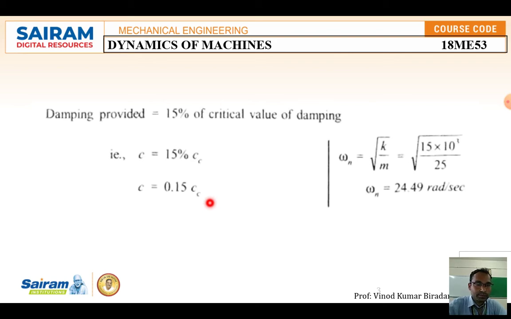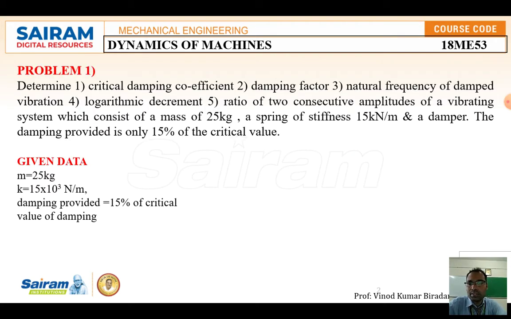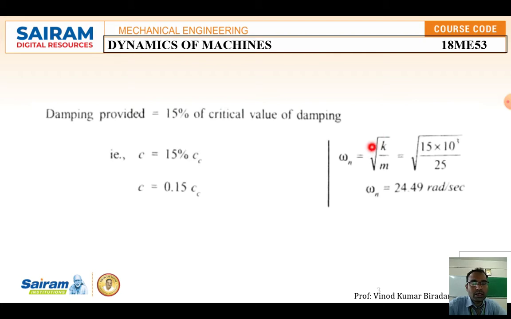Next, omega n is equal to square root of k by m. We have the formula with us. Substitute k equal to 15 into 10 to the power of 3 newton per meter, and the mass is given as 25 kg. So omega n is equal to square root of 15 into 10 to the power of 3 divided by 25. You are going to get omega n equal to 24.49 radian per second.